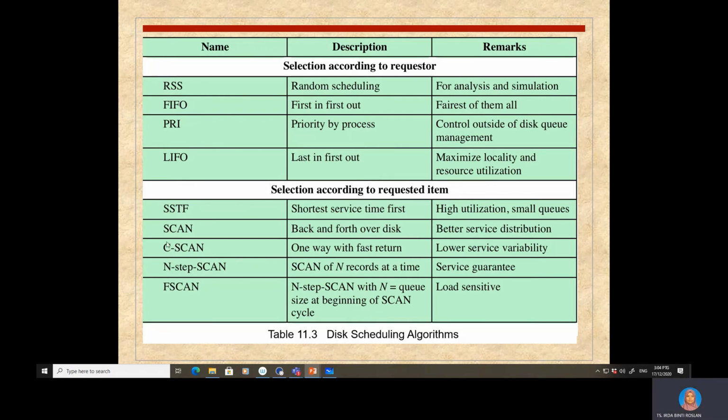For CScan, C stands for circular. Circular scan is just like scan, but it is one way, with fast return. This one is one way, while scan is two ways. It has lower service variability. And then we have n-step scan, also FSCAN. Like I mentioned, in this lecture we will cover FIFO, SSTF, scan and also CScan.